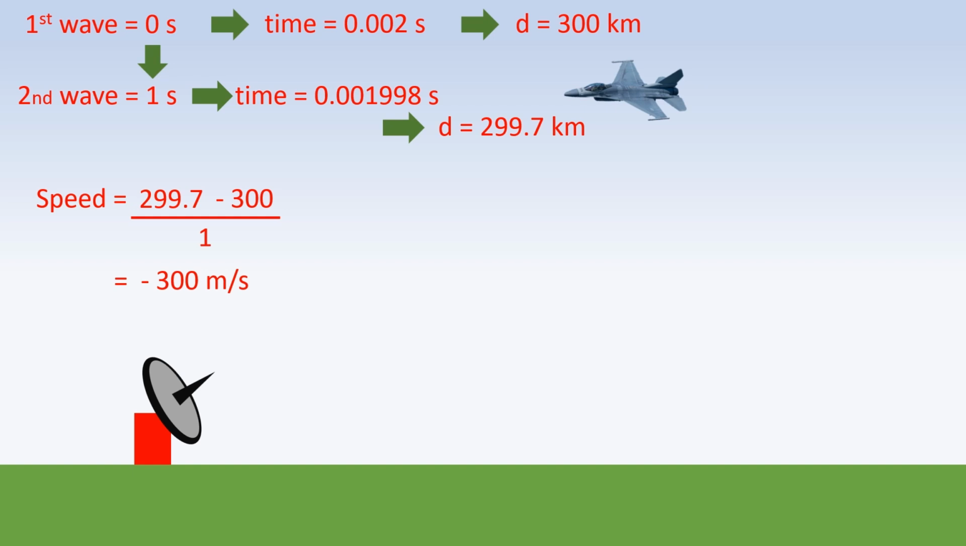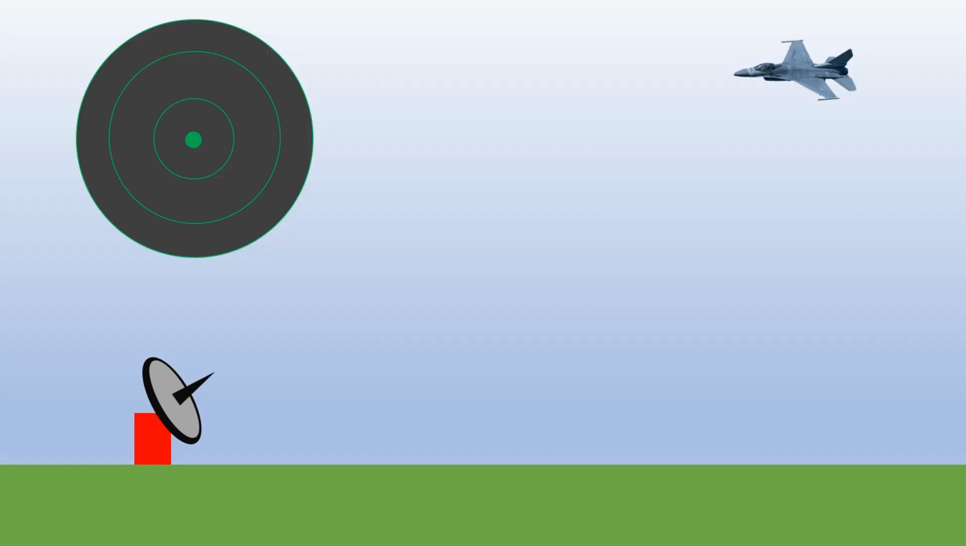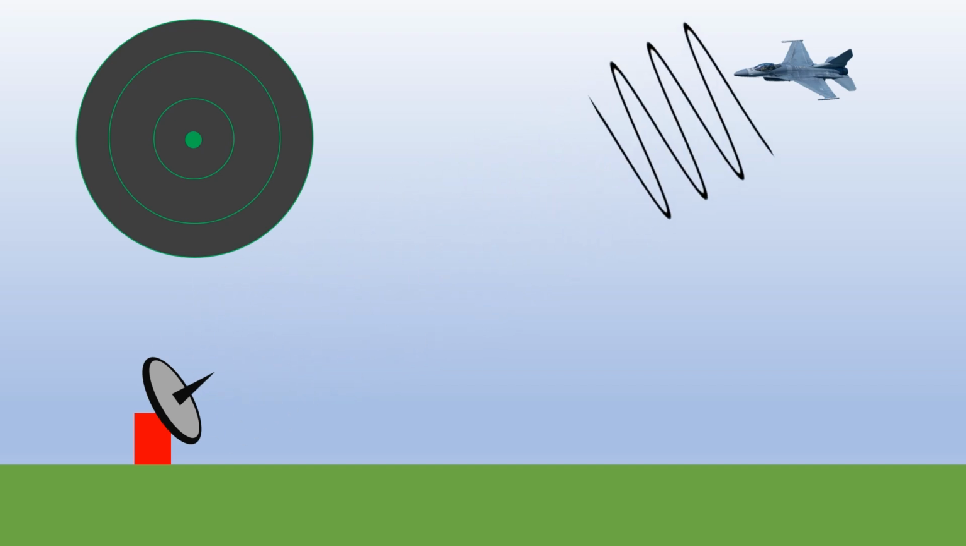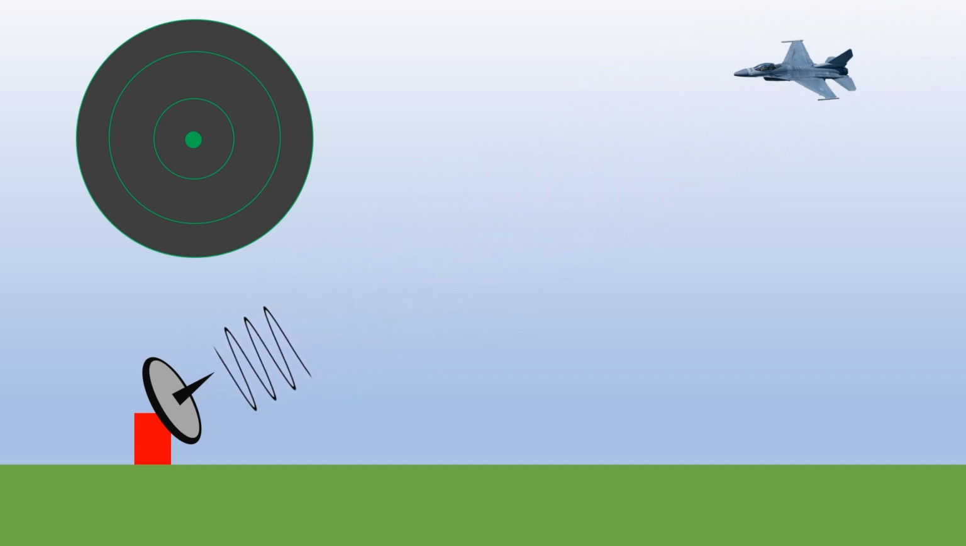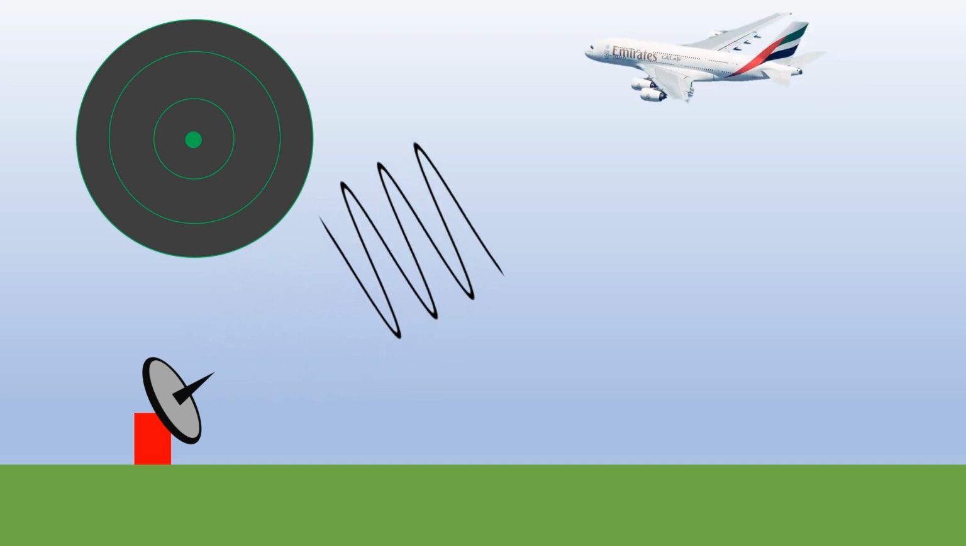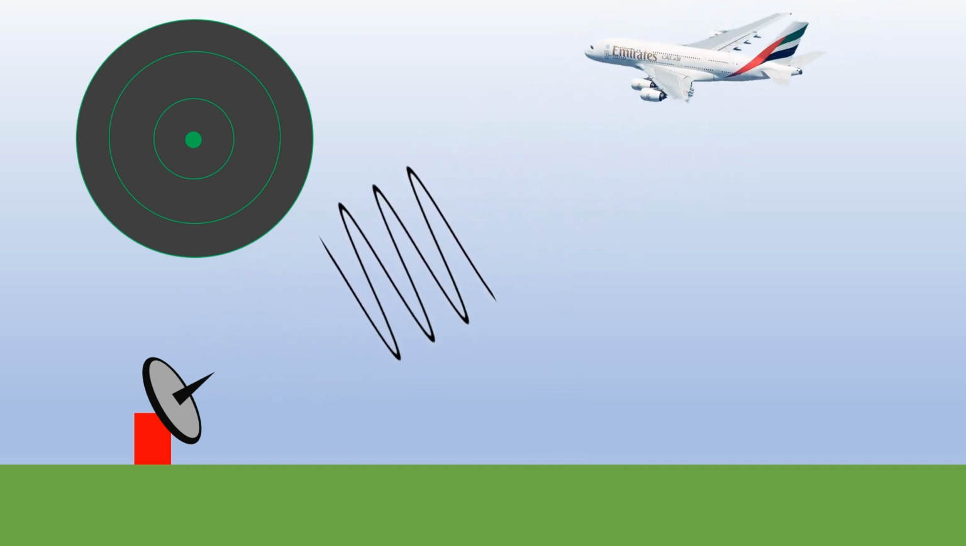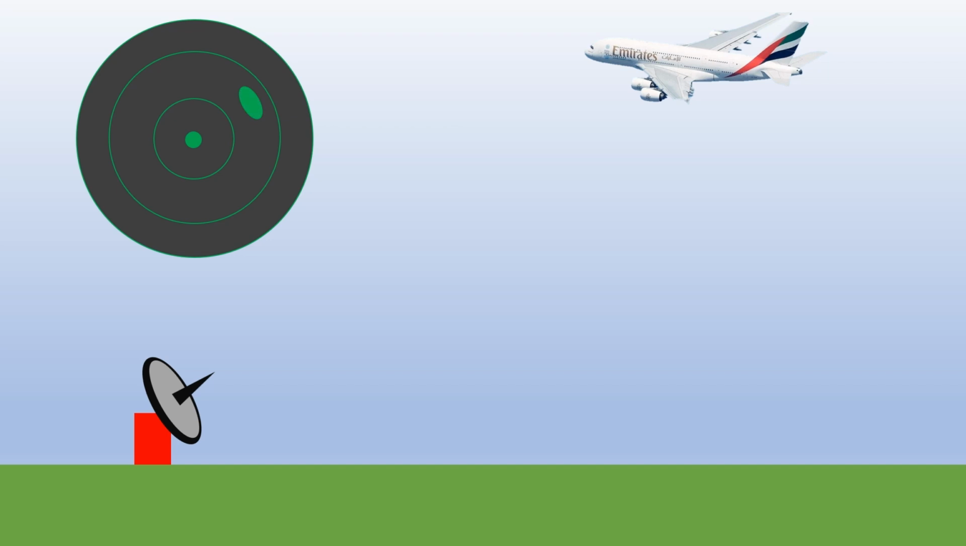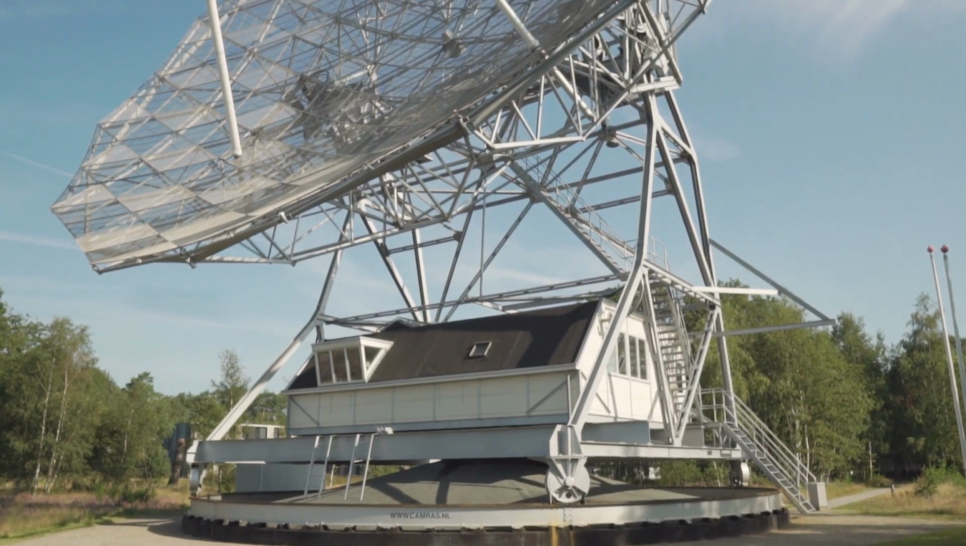In addition to location and speed, radar is also capable of detecting the size of the aircraft. This is because smaller aircraft reflect smaller waves, while larger aircraft reflect bigger waves. So, that is how radar works to detect the presence, location, speed, and size of an aircraft.